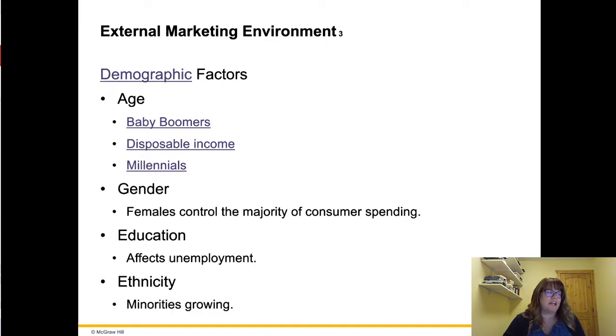Baby boomers are the generation of children born between 1946 and 1964. Members of this generation typically possess two things that marketing professionals seek: disposable income, which is the amount of spending money available to households after taxes, and the free time to spend it.